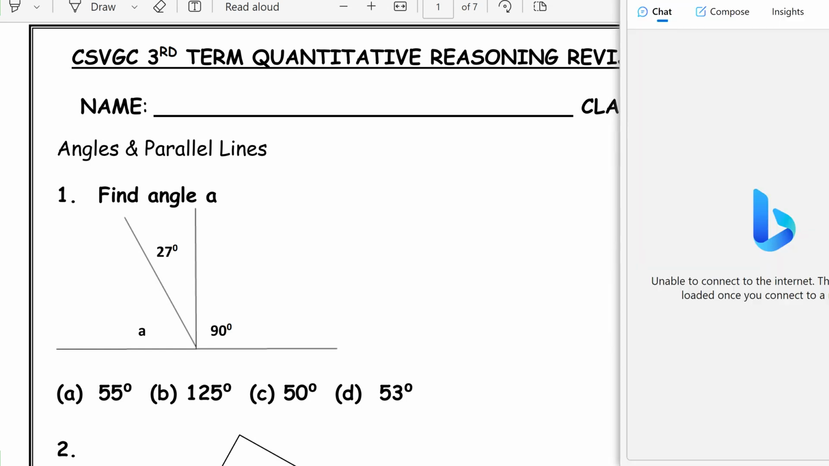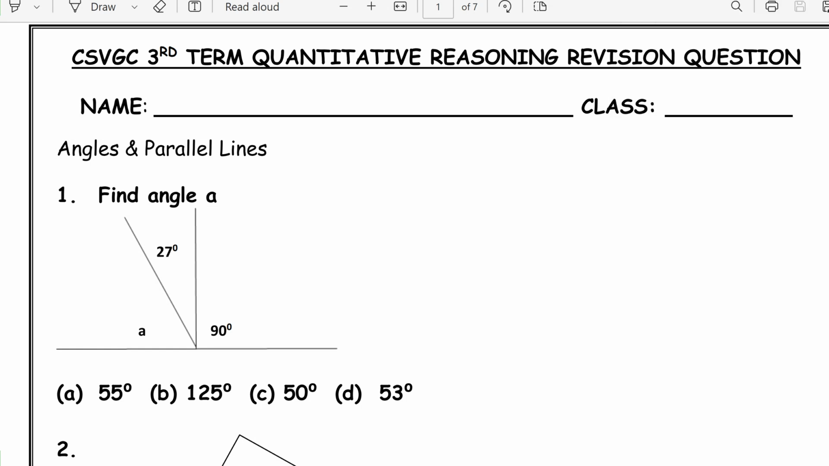Welcome to another day of revision of the things we've done. I hope your numeracy went well today. Now we're going to revise our quantitative, and we'll start from the question we have on the board.